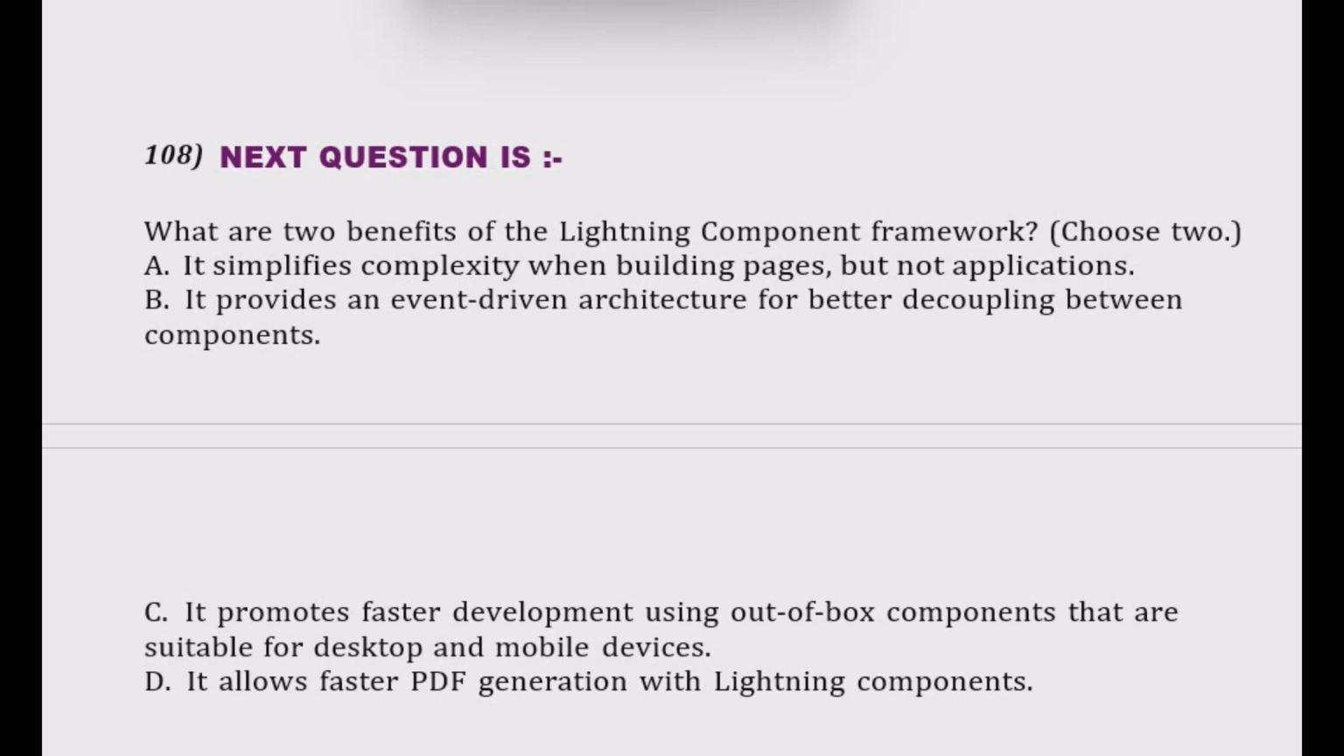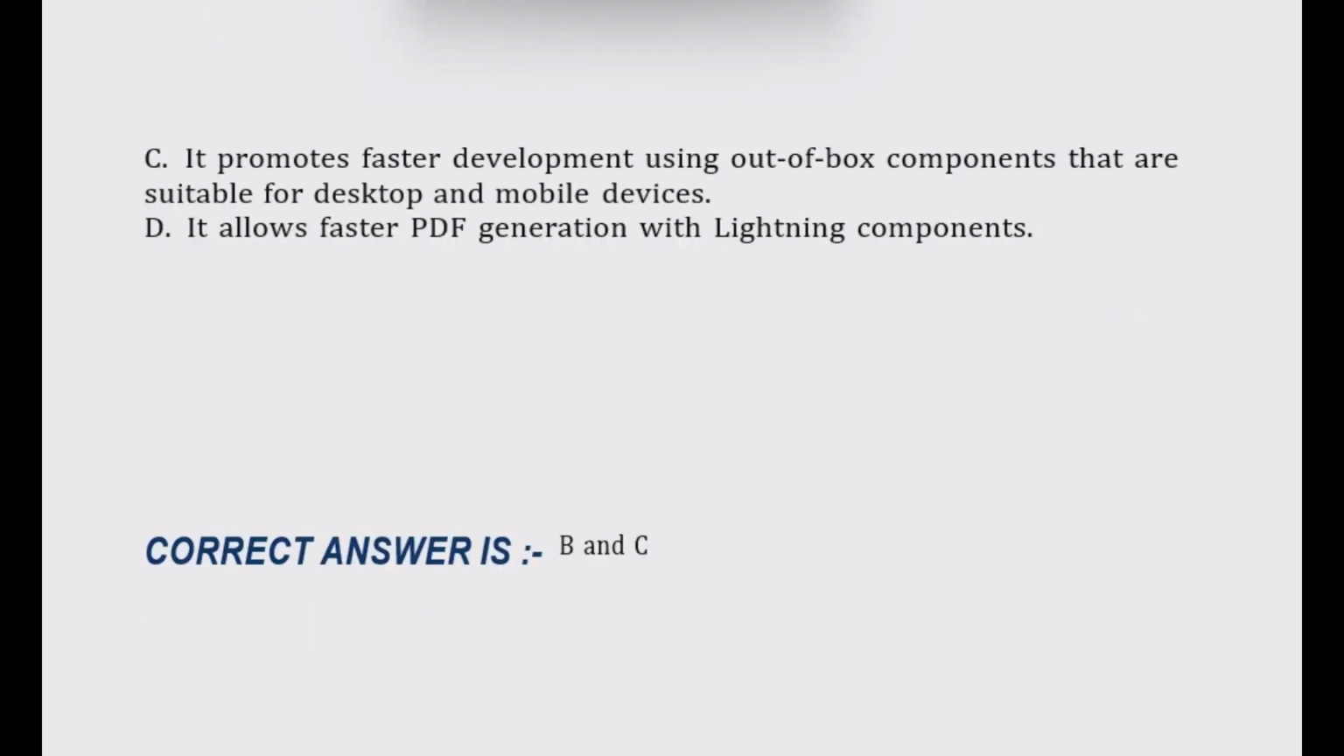Question is what are two benefits of the Lightning Component framework? Option A, it simplifies complexity when building pages but not applications. Option B, it provides an event-driven architecture for better decoupling between components. Option C, it promotes faster development using out-of-box components that are suitable for desktop and mobile devices. Option D, it allows faster PDF generation with Lightning components. Correct answer is option B and option C.